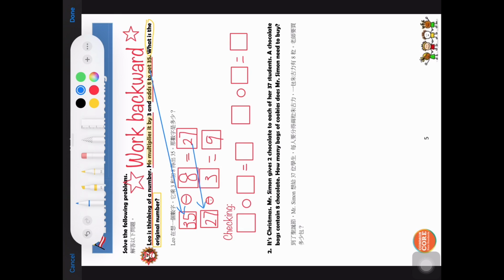Now let's do the checking. If the number he's thinking of is 9, then we may first multiply it by 3, which equals to 27, and then he adds 8. It did equal to 35. Therefore, the number he was thinking of is 9.